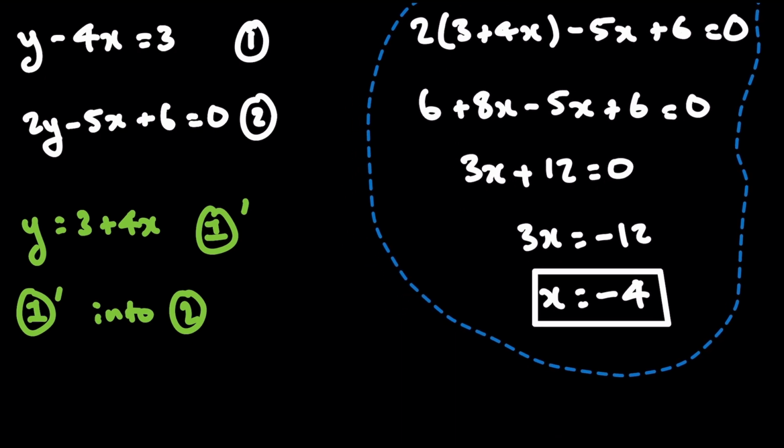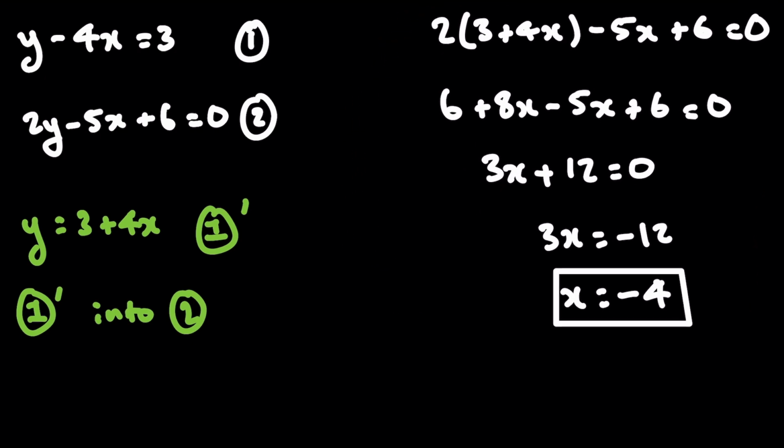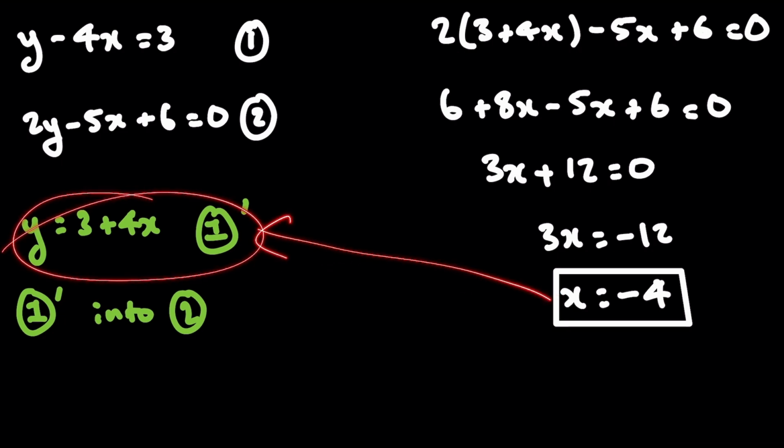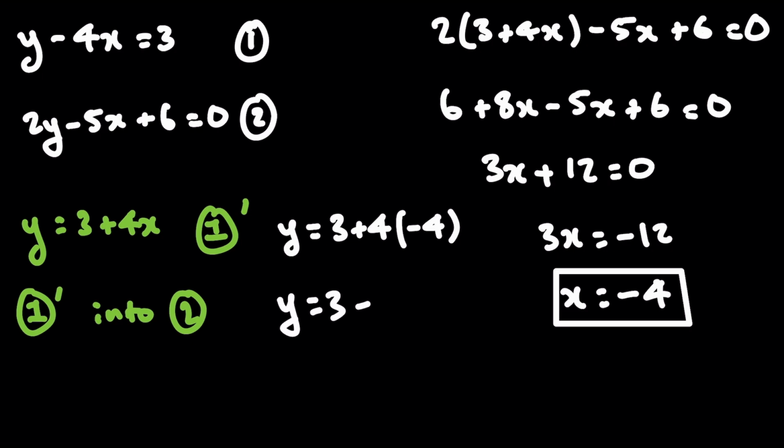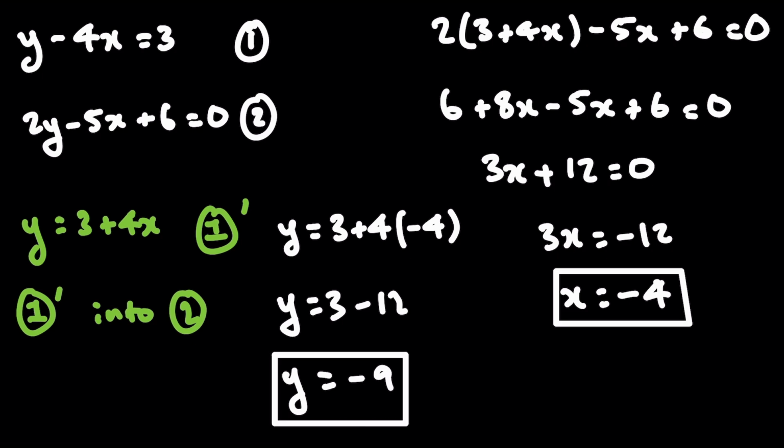And now if I want to solve for y, I'm just going to substitute the value I found into the modified equation, the modified equation over here. So that means y equals 3 plus 4, and we just worked out x is minus 4, so minus 4 here. And y therefore equals 3 take 12, then y equals minus 9. And that's the value here. x equals minus 4, y equals minus 9.